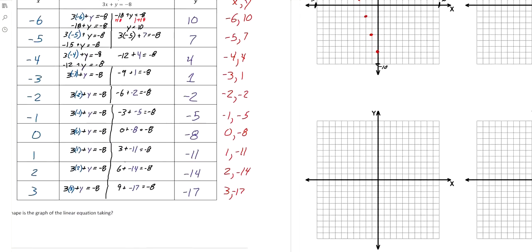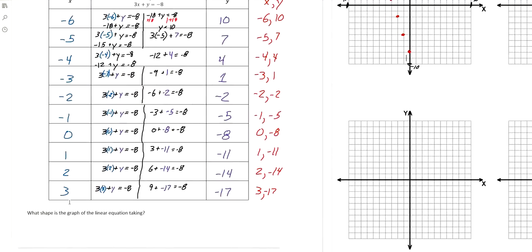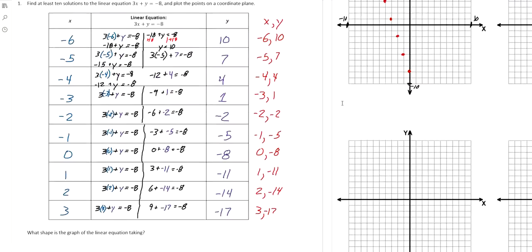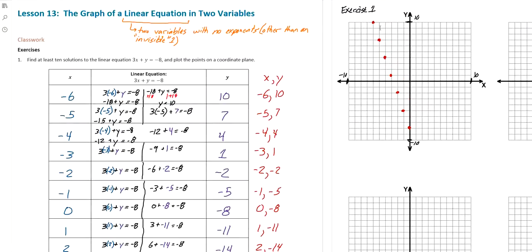All right. Now, the question at the bottom, back in our module book, what shape is the graph of the linear equation taking? Well, you can look at these points right here, and you can tell that they're all lined up. That makes sense because if you think about the word linear equation, where all these points came from, the first 4 letters are line. Well, that's why it's called a linear equation. We see how all of them are lined up.